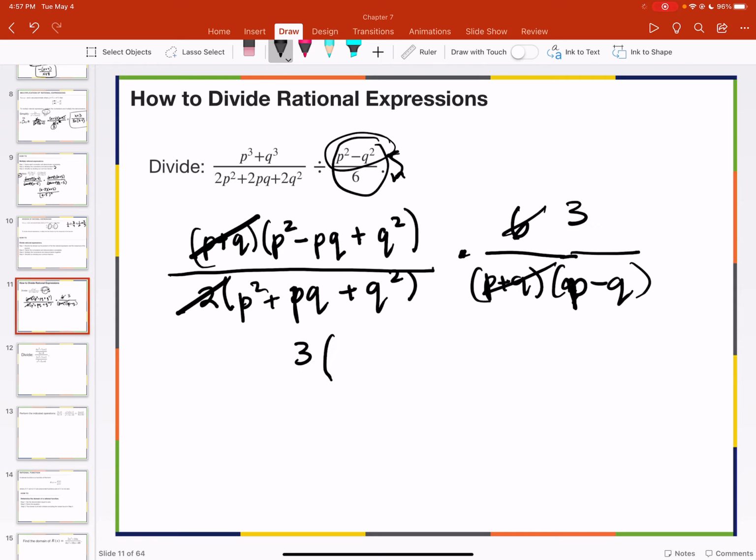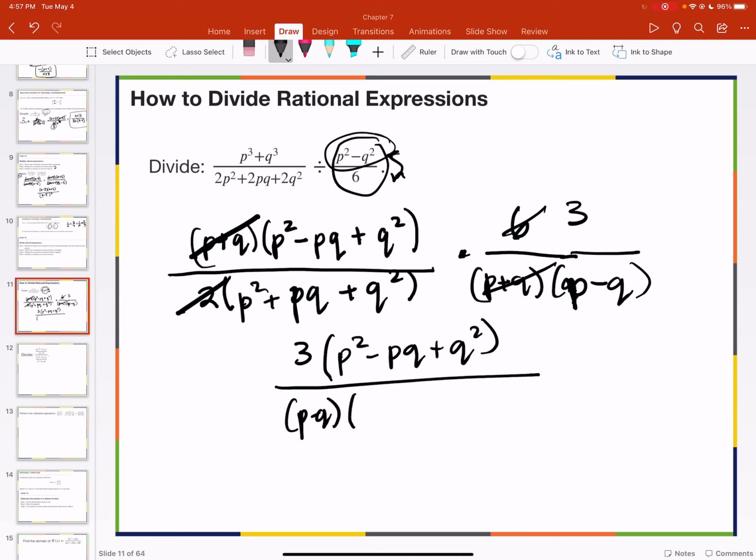So you have 3 times p squared minus pq plus q squared over p minus q times p squared plus pq plus q squared. Okay, why don't I cancel these two out? Because this is a minus and this is a plus, so I cannot. What if you have something that looks like this?